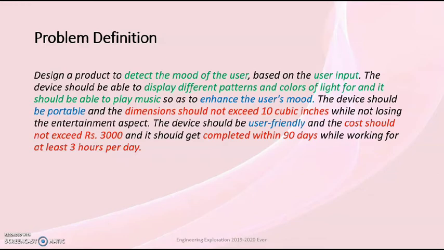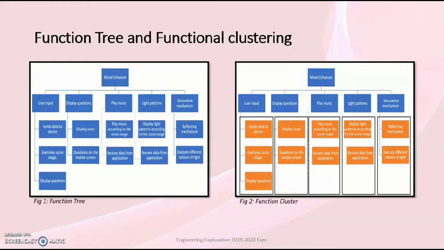As you can see, the objectives are in blue color, the functions are in green color, and the constraints are in red color. So our project is aimed to achieve these objectives and perform specific functions while keeping in check with the constraints. The functions mentioned in the problem definition are elaborated and classified in the function tree in the first diagram, and the clustering of functions can be seen in the second diagram.